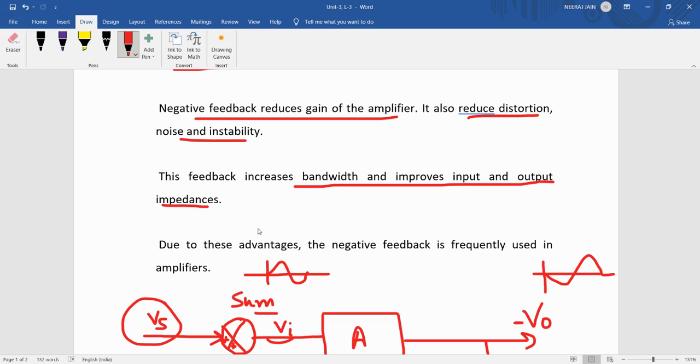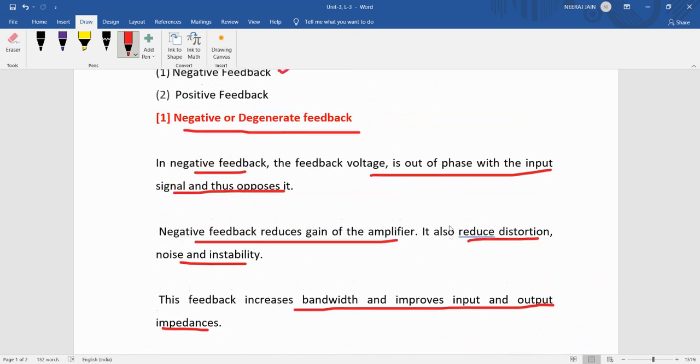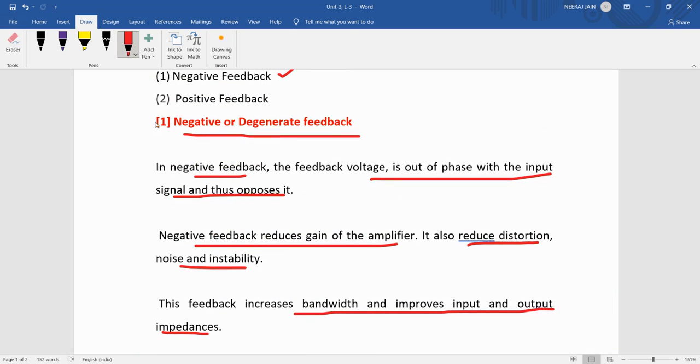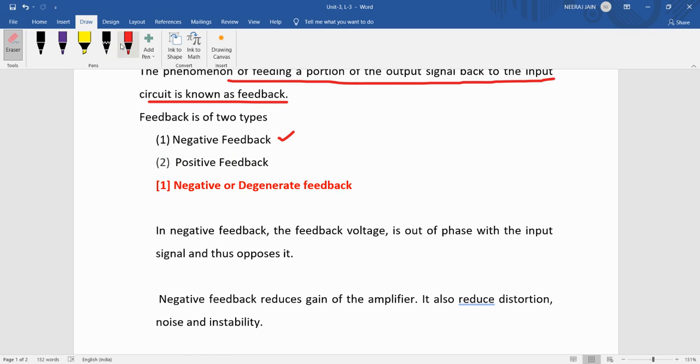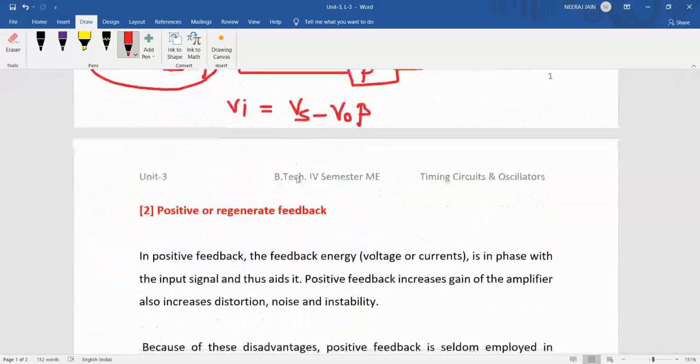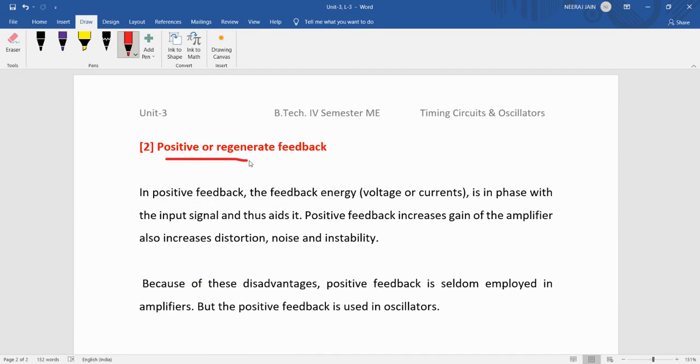So due to these advantages, negative feedback is frequently used in amplifiers. एम्पलीफायर्स में हम नेगेटिव फीडबैक को यूज करते हैं. But what happens if we take positive feedback? That is the second type, the positive feedback, and it is also called the regenerative feedback.